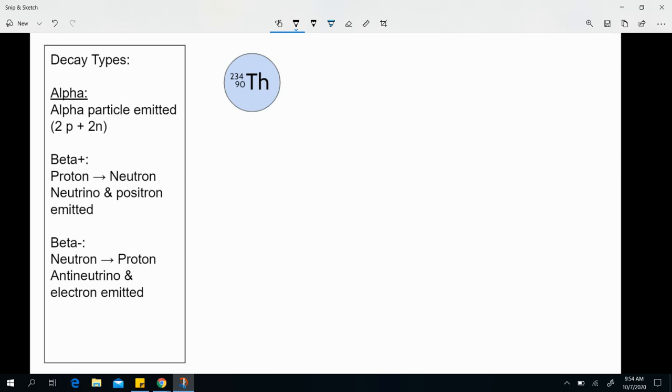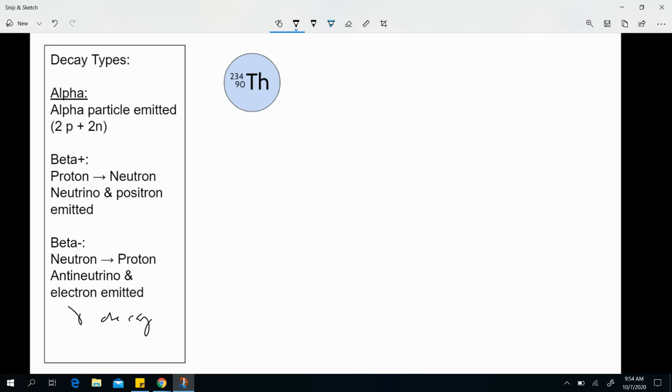For beta plus decay, we're turning a proton into a neutron, and a neutrino and a positron are emitted. And for beta minus decay, we are turning a neutron into a proton, and antineutrinos and electrons are emitted. I forgot to include gamma decay, but with gamma decay there's no change in your particles because only energy is emitted, so that's why I didn't really include it.